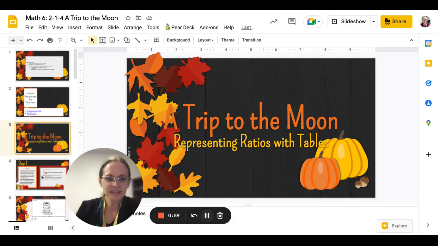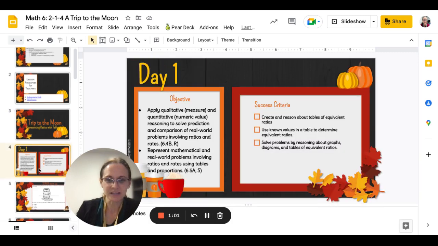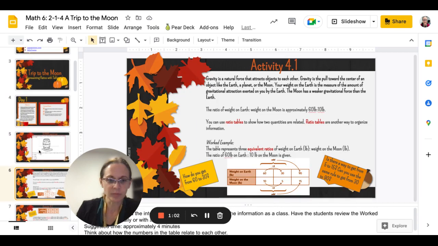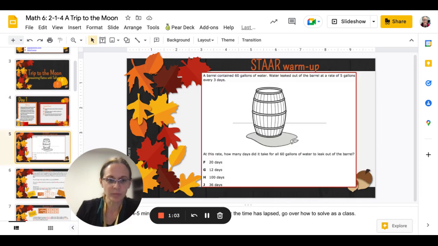So now let's take a look at the lesson. Well, we want to start out on day one with our objective and our success criteria. And then after that, we'll move into a STAR-related warm-up. So we've replaced the warm-up from Carnegie with a STAR problem that the kids should already be able to do.